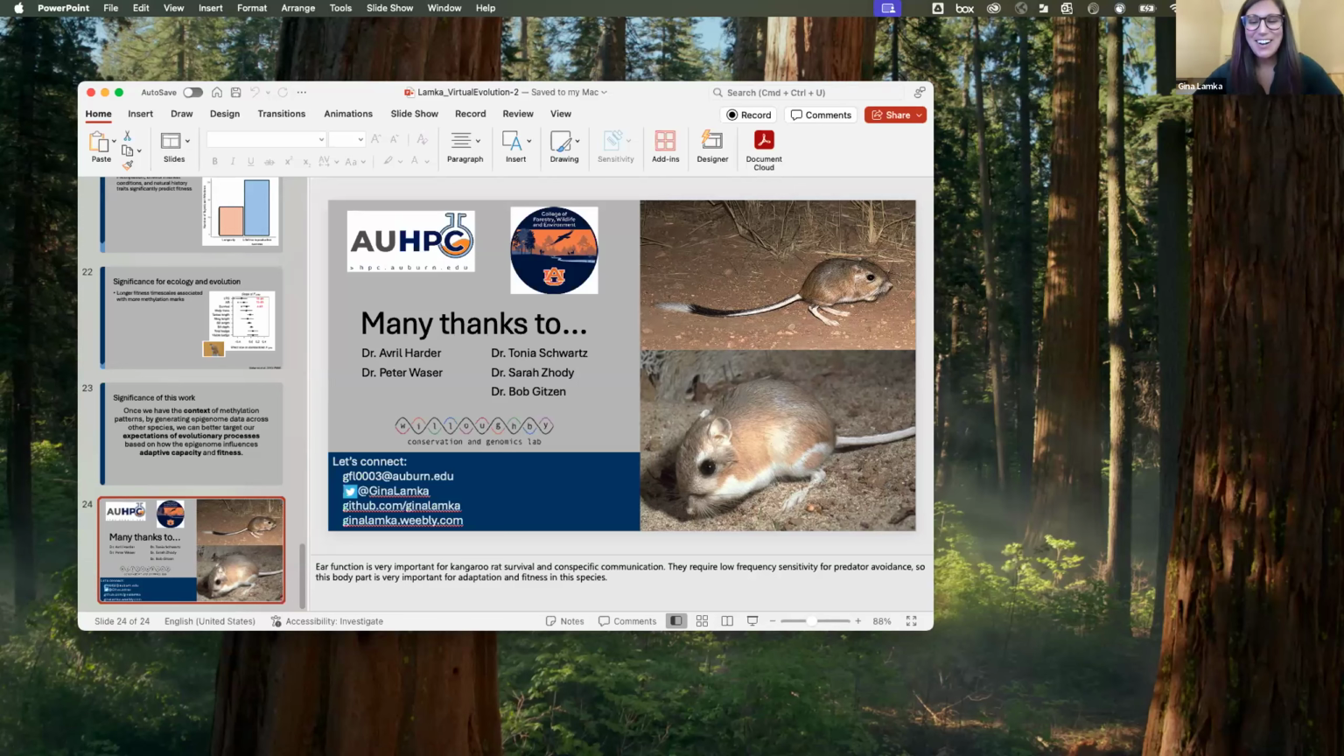Yeah, good catch. Yes, the epigenome does vary across tissues. However, ear tissue, or ear function, is very important for the species, for evading predators and for interspecific communication. So they require low frequency sensitivity in their ears. And so this body part is super important for their survival. And then it allows us to ask these questions about fitness by using this tissue.